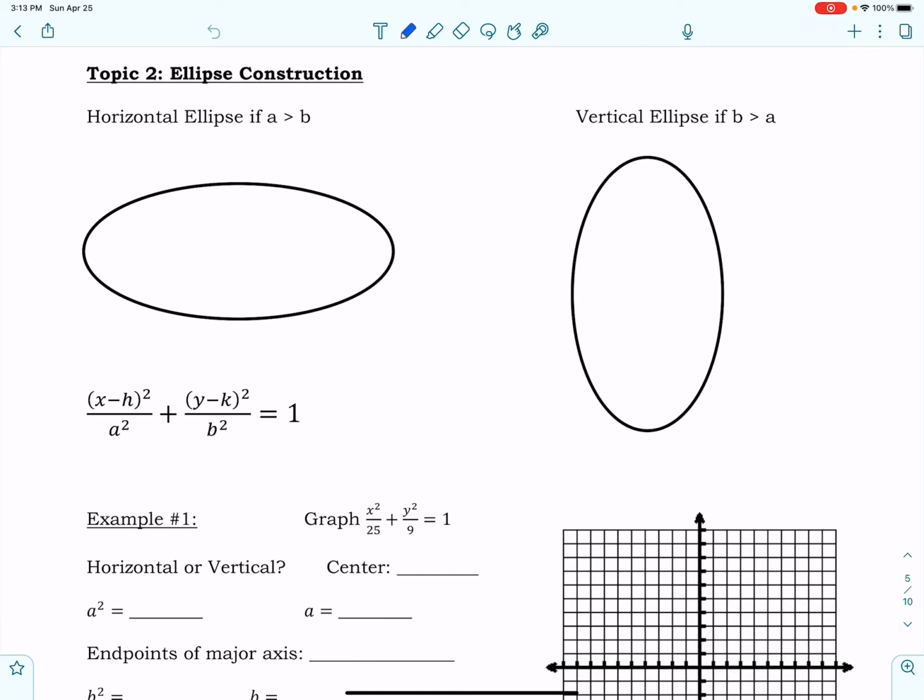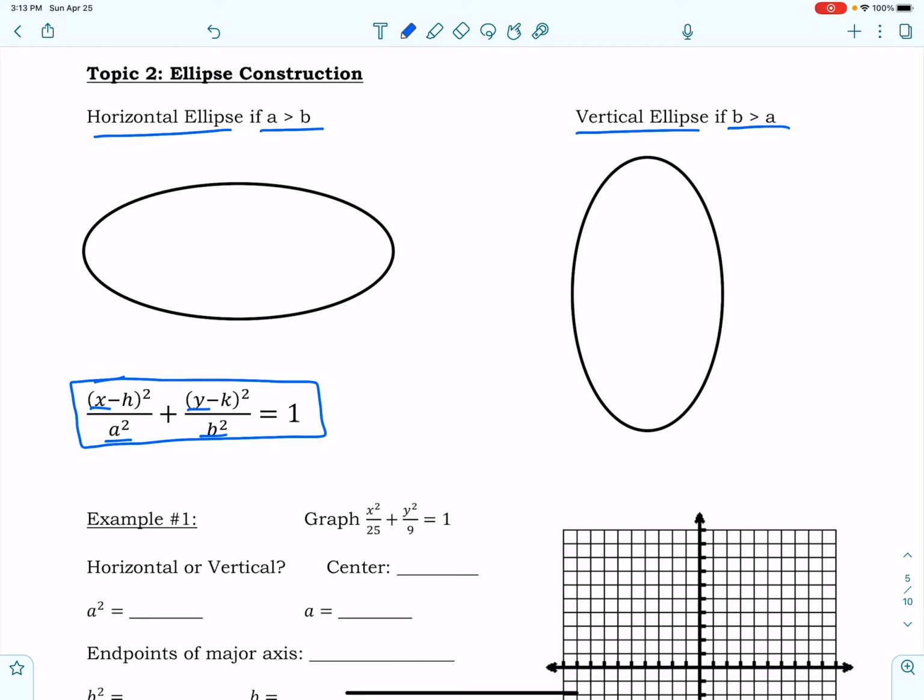Pre-calculus. In this video, we are going to discuss ellipses within our conic section unit. The first thing we need to recognize is that we can have a horizontal ellipse if A is bigger than B, and we can have a vertical ellipse if B is bigger than A. What does that mean? Well, this is your standard form of your ellipse equation right here. And we are always going to have A under X, and we're always going to have B under Y.